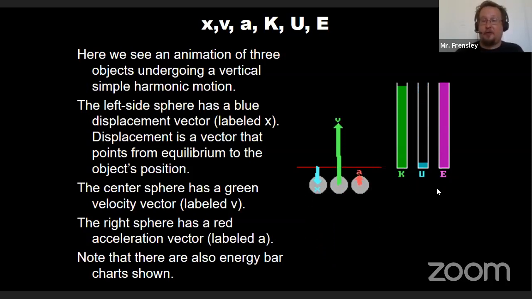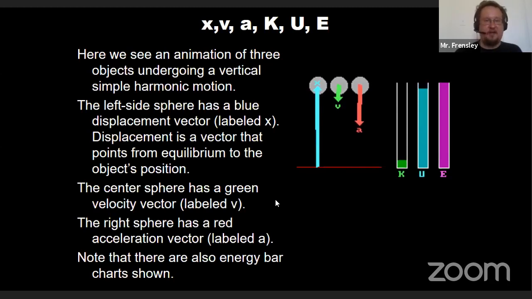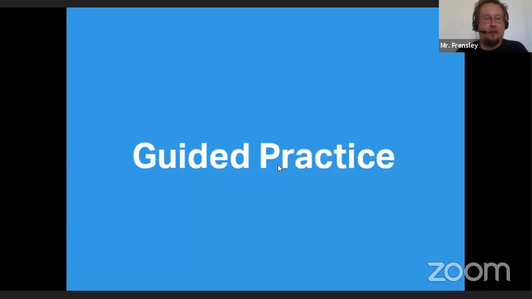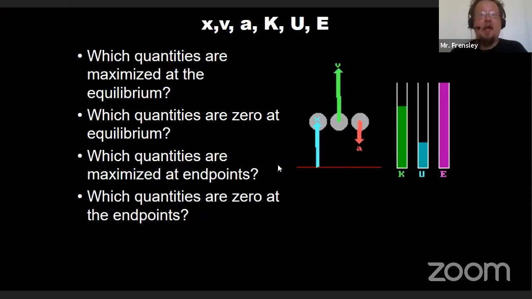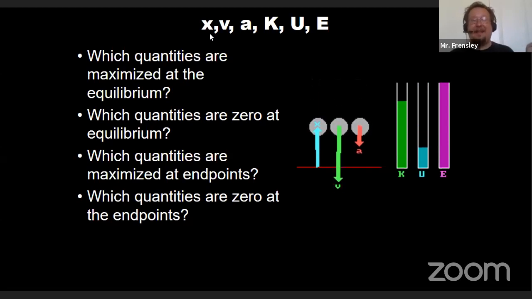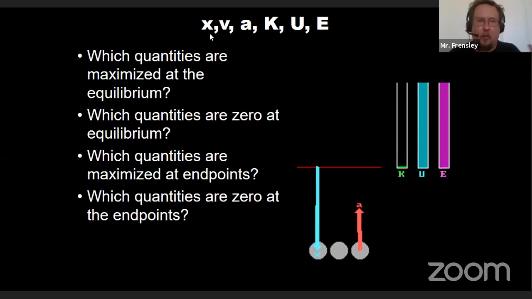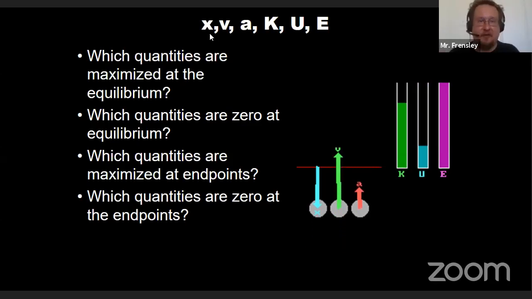Here's some bar charts over here on the side for kinetic, potential, and total energy. All right, so no big deal. You can see what's going on in this diagram. So here's what I want you to do. I want you to look at this animation, and I want you to make a list. Which of these quantities is the biggest number at equilibrium? And don't worry about the sign, just the biggest magnitude number.